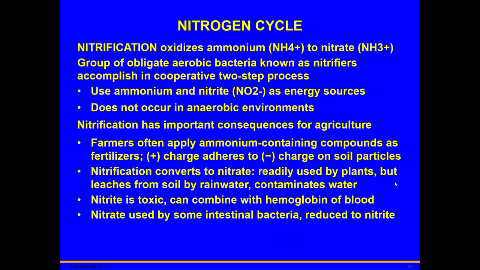Nitrification has important consequences for agriculture. Farmers often apply ammonium-containing compounds such as fertilizers, and the ammonium adheres to negatively charged sites such as soil particles, because the ammonium is positively charged. Now, nitrification converts the ammonium to nitrate. This is readily used by plants, but leaches from the soil by rainwater and hence contaminates the water around. Nitrite, though, is worse. It's toxic. It can combine with hemoglobin in blood, and nitrate is used by some intestinal bacteria and reduced to nitrite.